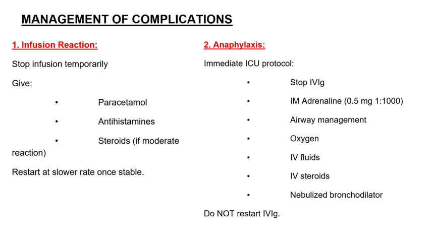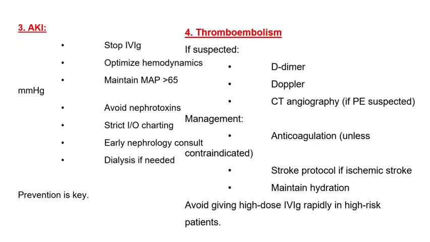Anaphylaxis: immediate ICU protocol should be initiated. You have to stop the IVIG. Intramuscular adrenaline 0.5 milligram, 1 in 1000 dilution. Airway management should be seen. Oxygen should be supplemented. IV fluids, IV steroids, nebulized bronchodilators, and do not restart IVIG. The other complication will be AKI. We have to stop the IVIG, optimize the hemodynamics, maintain a mean arterial pressure of more than 65 mmHg.